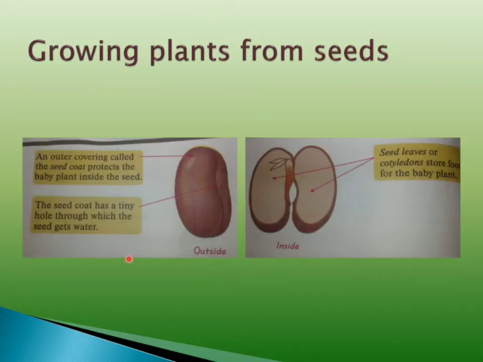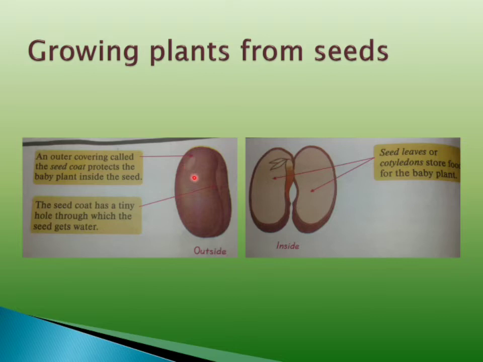See, this is a picture of growing plants from seeds. Okay. Children, if you eat an apple or an orange, you will find some seeds inside of the fruit. New plants can grow from these seeds. So here I have given the structure of a bean seed. Look at this. This is outside of the seed and this one inside of the seed.